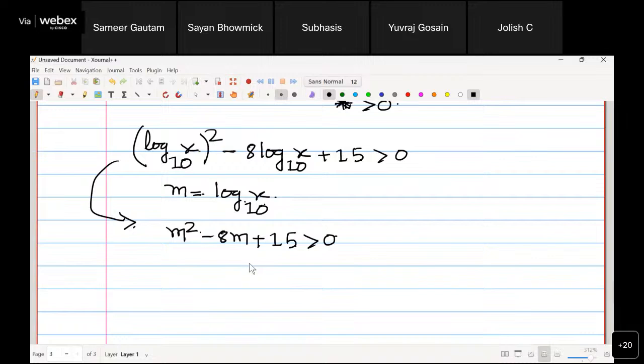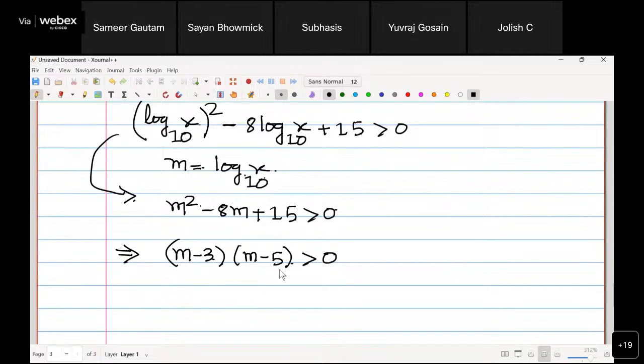Like if you see, I can factorize this polynomial, right? m minus 3 times m minus 5. So now can you tell me the region? Minus infinity to 3, union 5 to infinity, right?